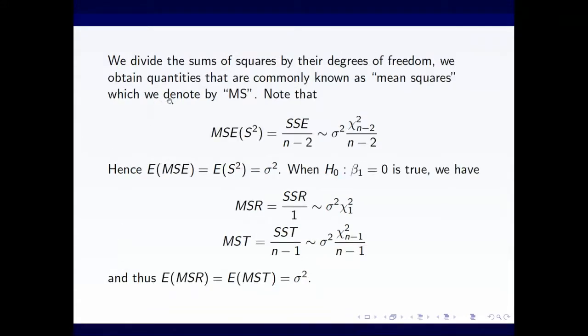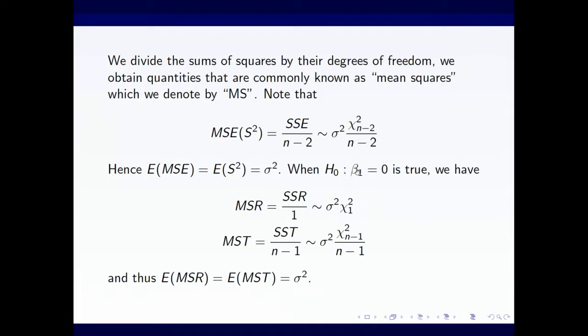And now we divide the sum of squares by their degrees of freedom, which we usually call the mean square. So the MSE, which we usually denote S squared, is the SSE divided by n minus 2, and it follows sigma squared times the chi-square distribution with n minus 2 degrees of freedom, divided by n minus 2. So we just divide by n minus 2 here.